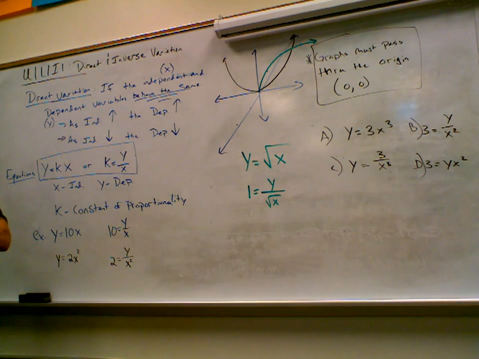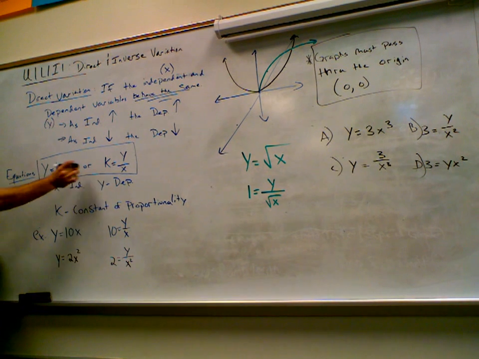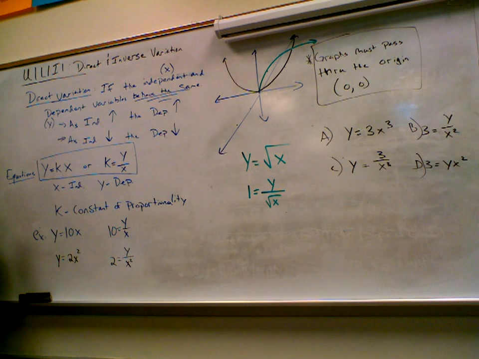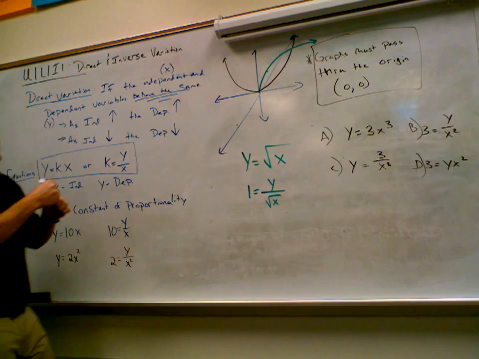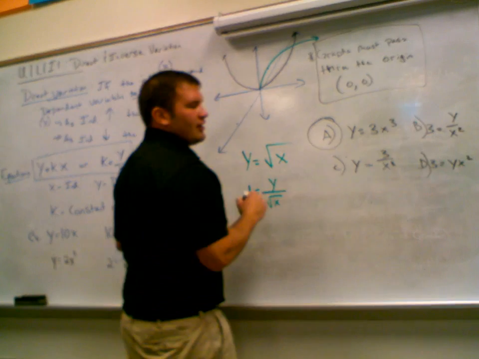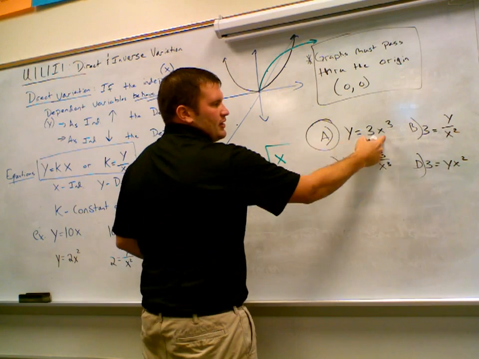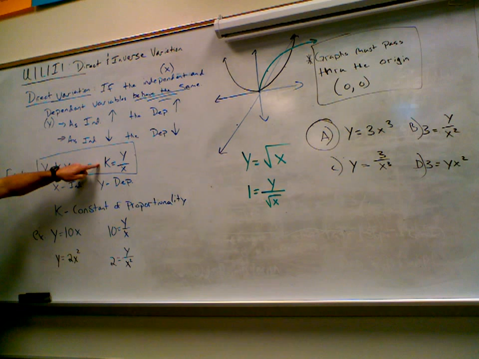Thank you, Aiden. So basically, what we're doing is we're matching to the pattern, right? Remember, k is a number. So raise your hand if you think you know which one looks like y equals kx. Haley, which one looks like y equals kx? A. So A is direct. Y equals kx. Here's my constant, dependent, independent. Good.